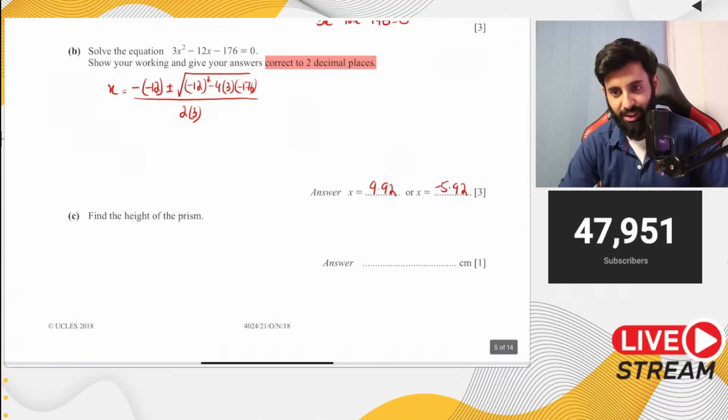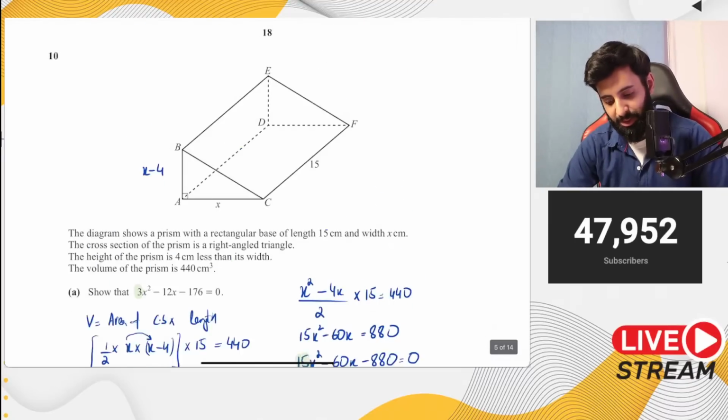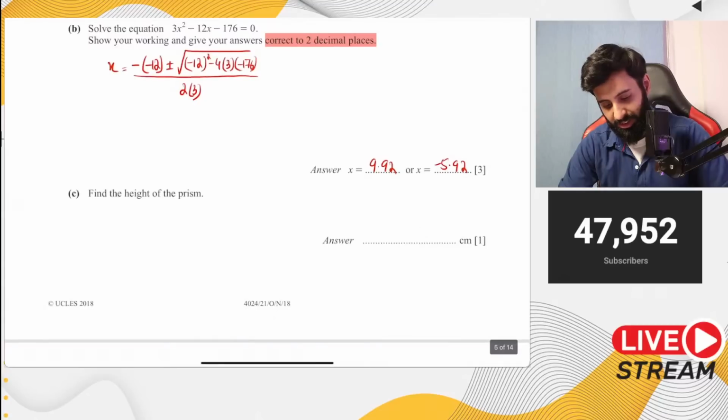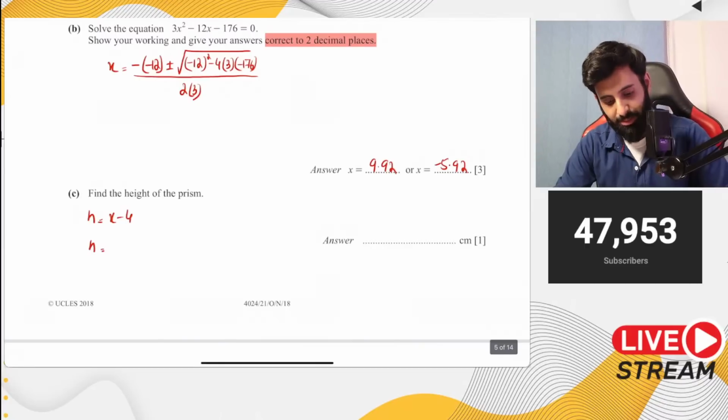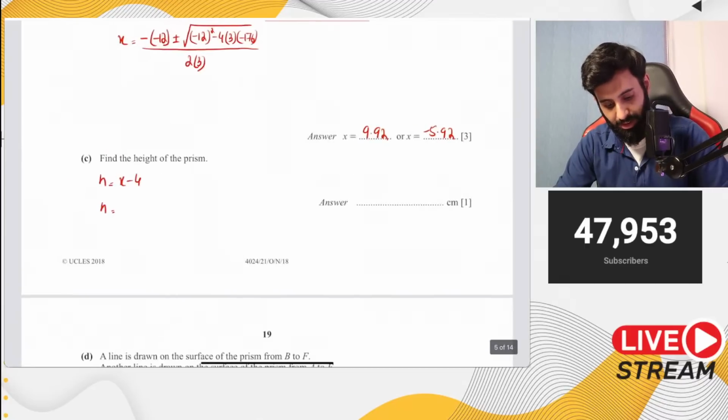Now here's part C. Part C says find the height of the prism. So the height of the prism is x minus 4. And as we know, we're definitely not going to go with the negative value. We're going to go with the positive value. So 9.92 minus 4. So let's do 9.92 minus 4. So the height is equal to 5.92.